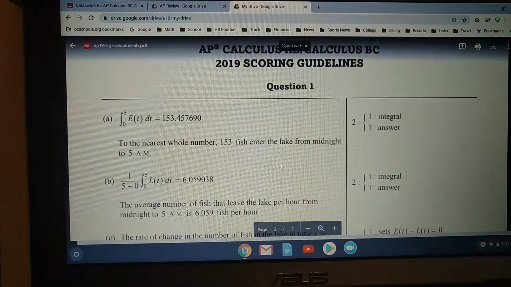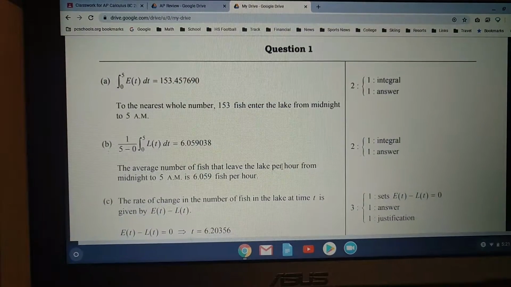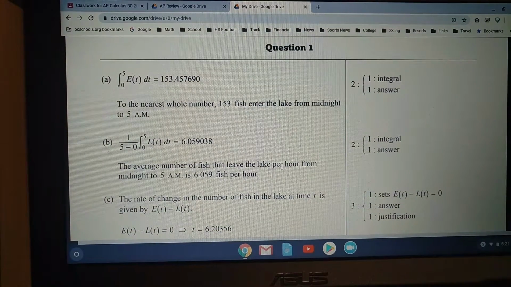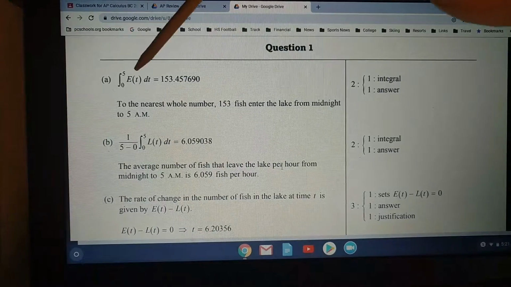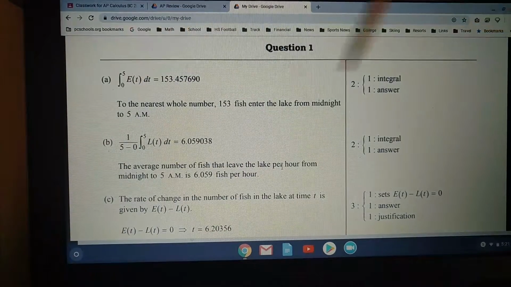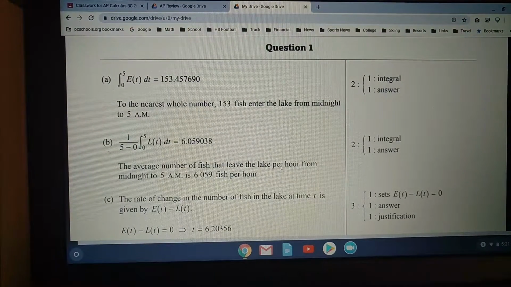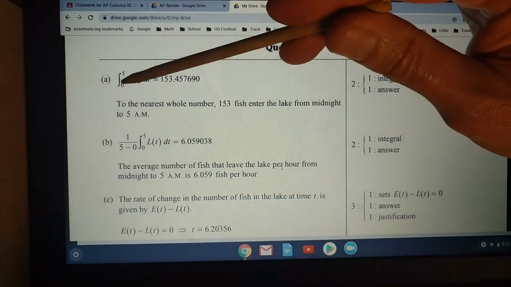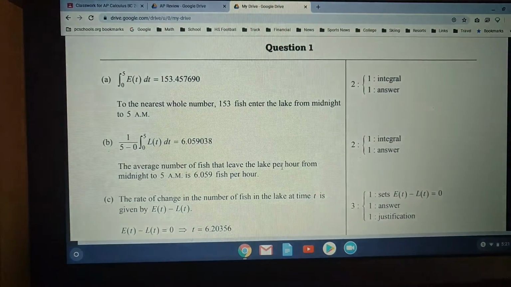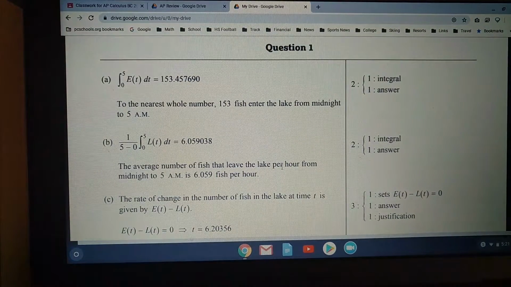So first, for part A, it's 1 point for getting your integral. Now, you can actually write out the integral. You don't have to list it as E of t dt, because you are going to have to write it out when you enter your calculator. But you must list 0 to 5 of that function. In the integral form, if you just have the answer, you're not going to get the integral point. We expect to see what you actually put down.